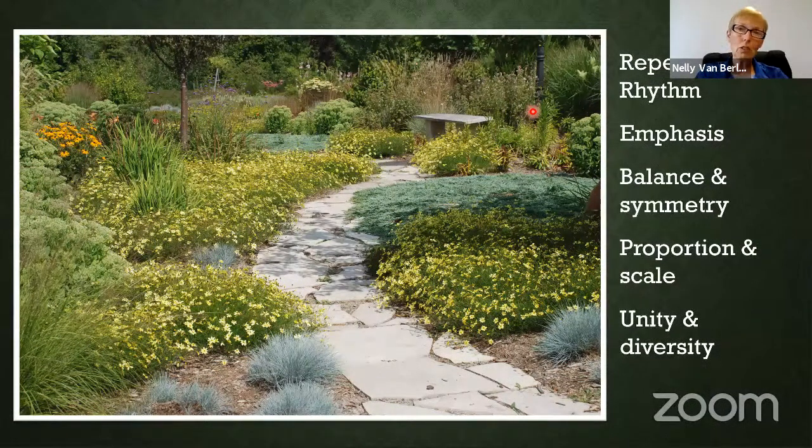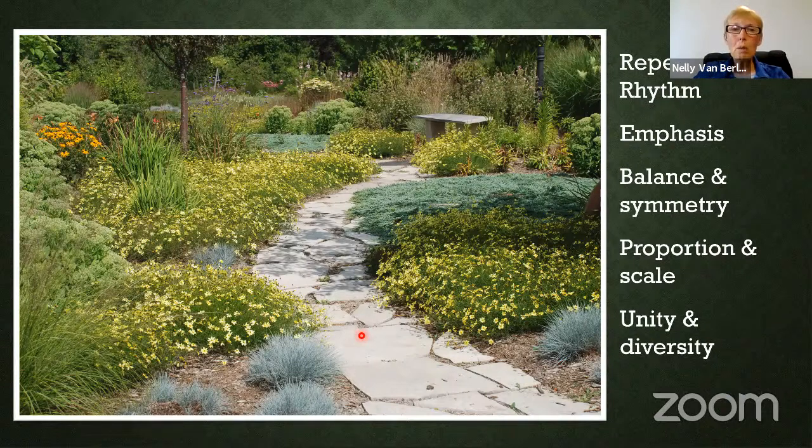Proportion and scale, well, it looks like it's in scale to me, and it's unified and diverse. There's a lot of similar plant material, a lot of repetition of colors, and yet there's a lot of different plant material there. So it's all unified, and yet it's quite diverse in its use of textures and different surfaces. You've got the stone pathway, stone bench. So it all works together. This is just a great example of how it all can work together.